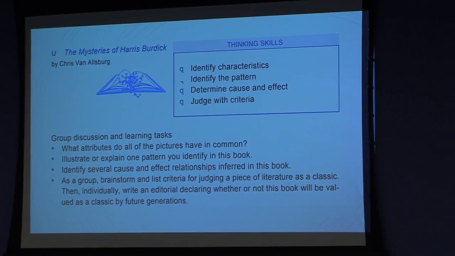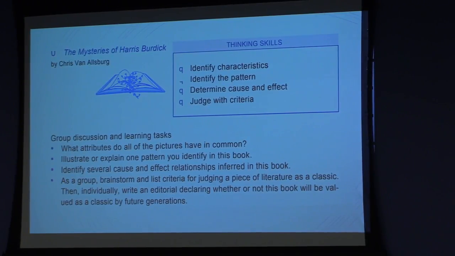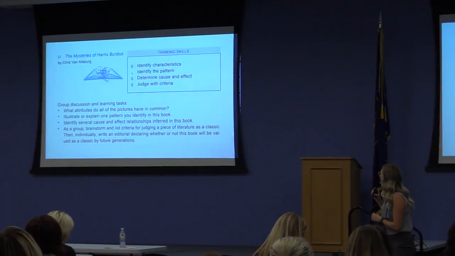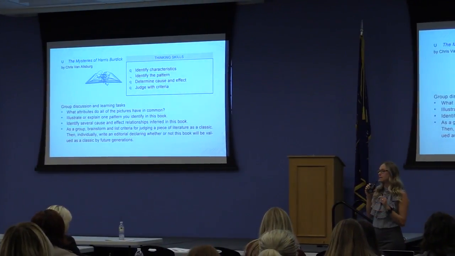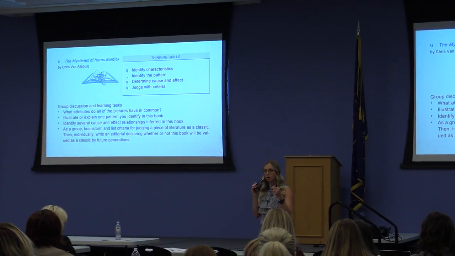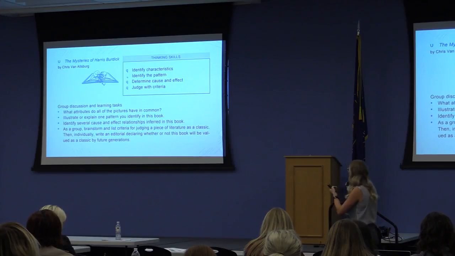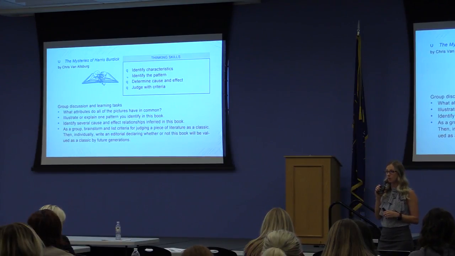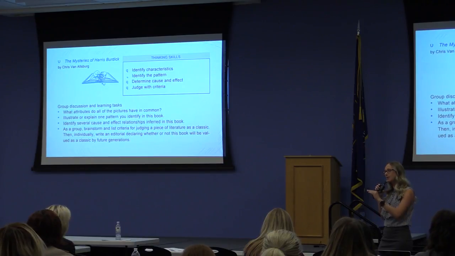And then a group discussion learning test. So what attributes do all the pictures have in common? That is going to be really high for kindergarten first graders, right? So we're pushing them. Illustrate or explain one pattern you identify in this book. Identify several cause and effect relationships inferred in this book. So we all know inferring is a higher level order all on its own. And then as a group, brainstorm and list criteria for judging a piece of literature as a classic. That would be really difficult at this grade level.